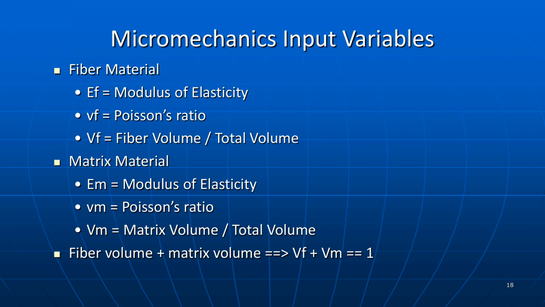The material input variables to the CathCAD software consist of the following 6 items. For fiber or reinforcement material, such as a stainless steel braid wire, the software requires the modulus of elasticity of the wire material, the Poisson's ratio of the wire material, and also the normalized fiber volume. For the matrix or polymer material, such as PEBAX 72D, the software requires the modulus of elasticity of the material and the Poisson's ratio of the material. The software also requires the normalized matrix volume.